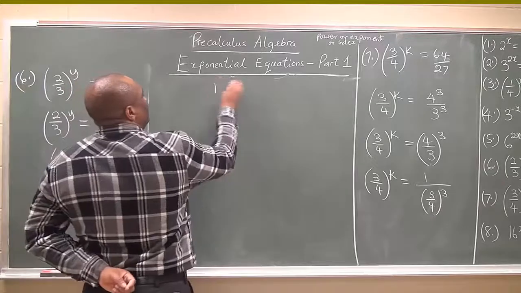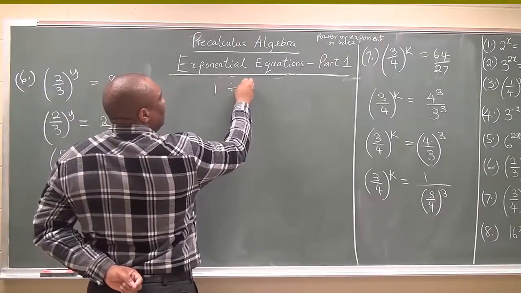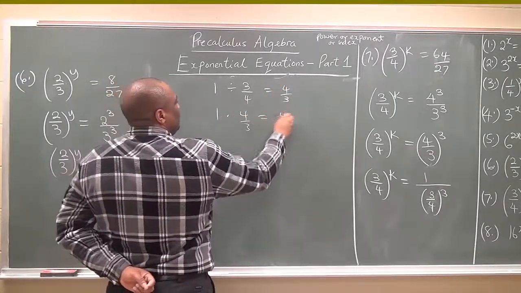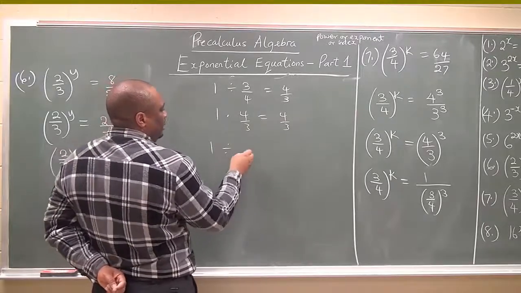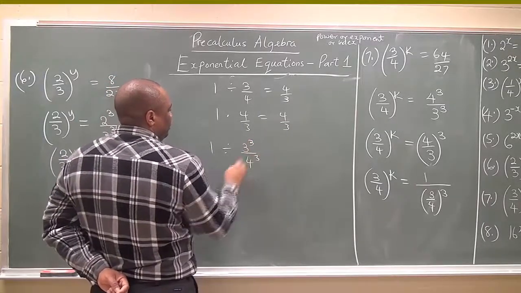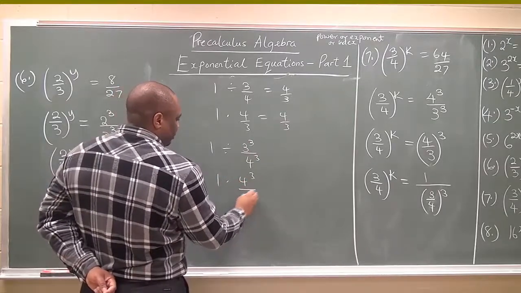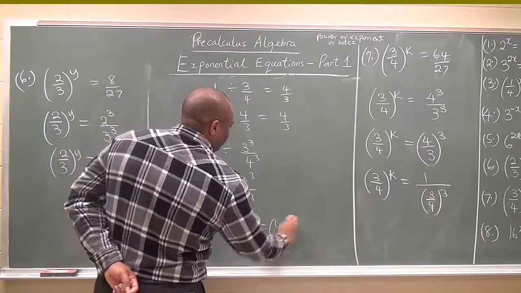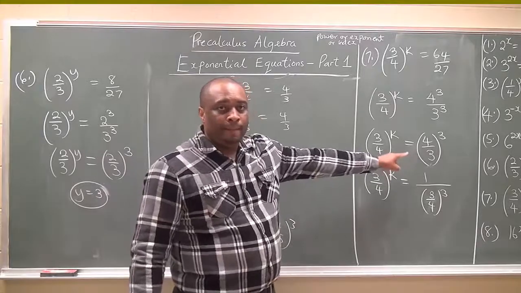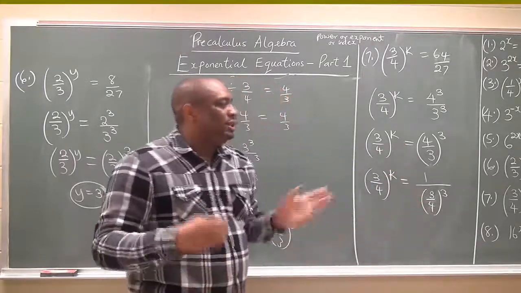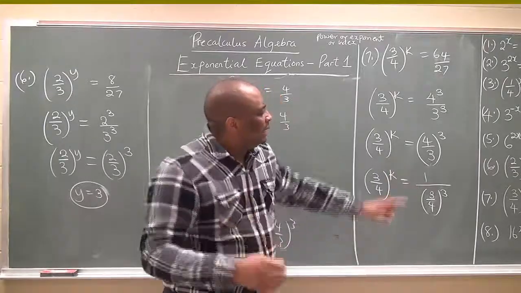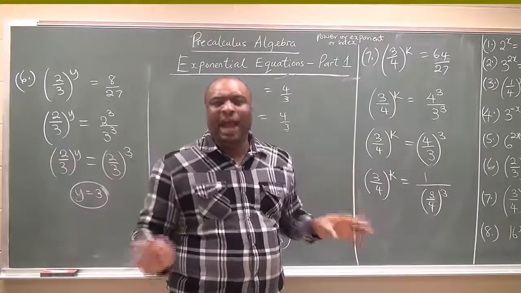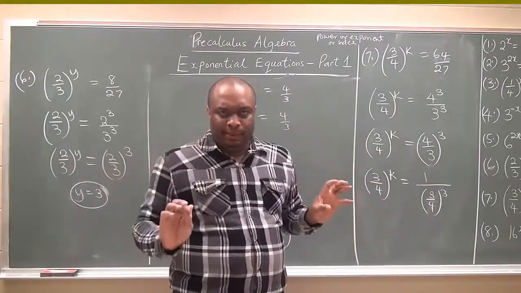When you have 1 divided by 3/4, it gives you what? 4/3, because it will be 1 times 4/3, which is 4/3. When you have 1 divided by 3 cubed over 4 cubed, it will be 1 times 4 cubed over 3 cubed. That will be 4 cubed over 3 cubed, and that will be (4/3)^3, what you had initially. Do you see that? They have to be the same base before you can equate their exponents.